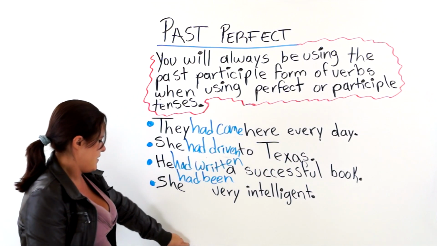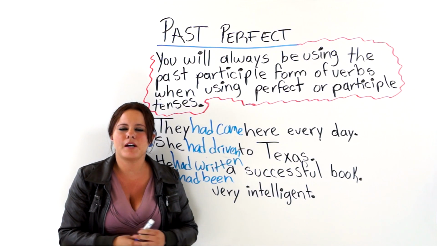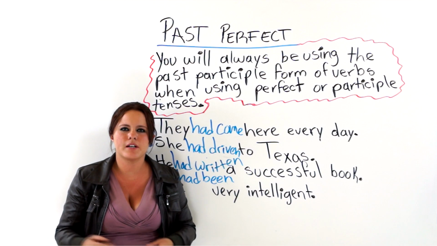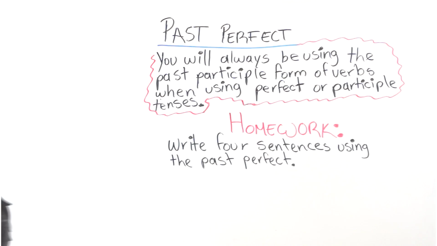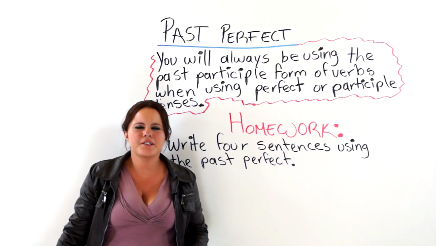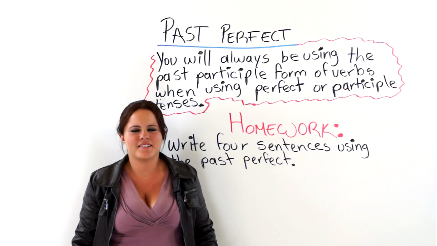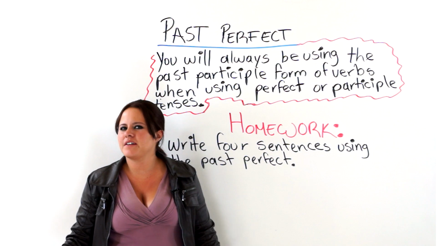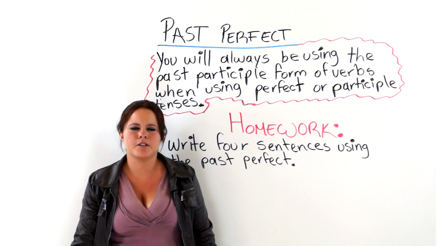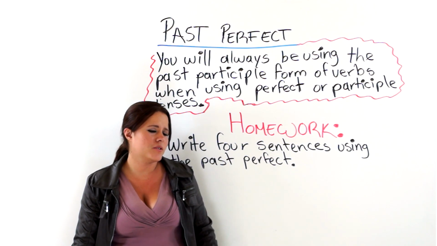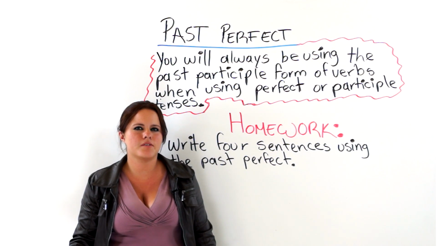All right? So, well, next I will leave you some homework. Remember that you really need to practice in order to become more fluent in speaking and writing. For homework, you are going to write 4 sentences using the past perfect tense. And now you know how to do it. You just need the subject, had, and the past participle of the verb. Or if it is a negative statement, you are going to use the subject, had, plus not, and then the past participle of the verb.